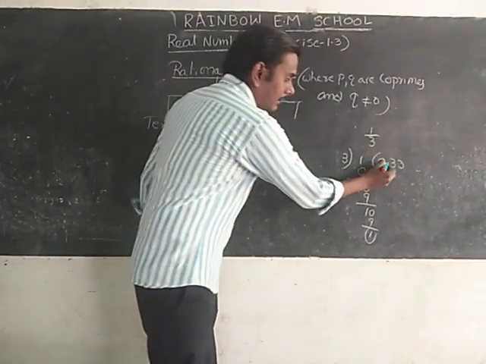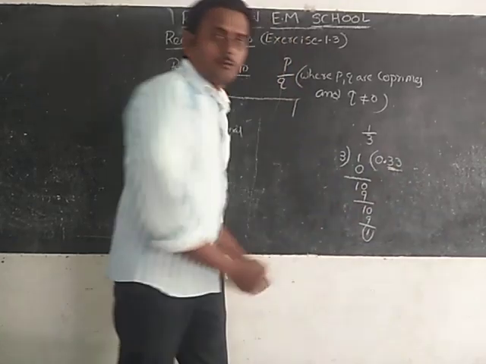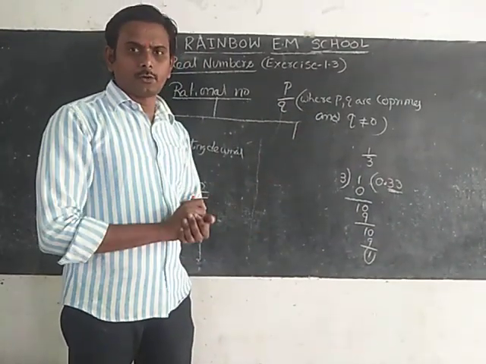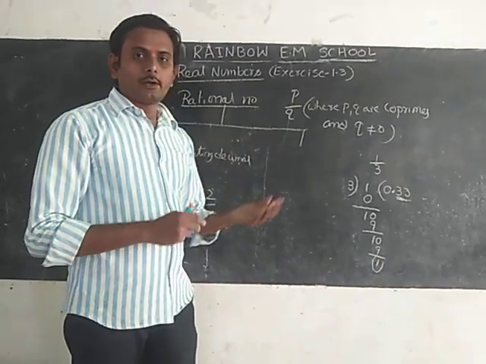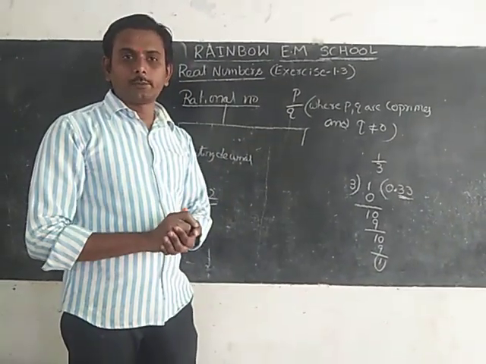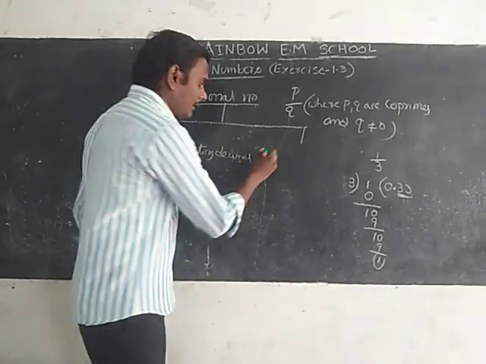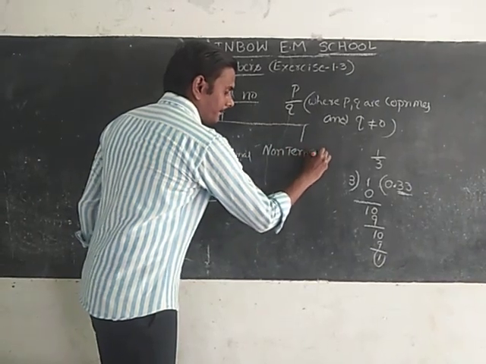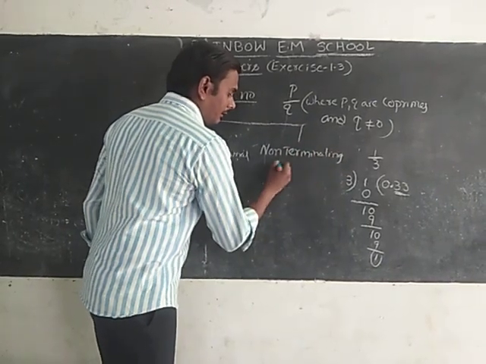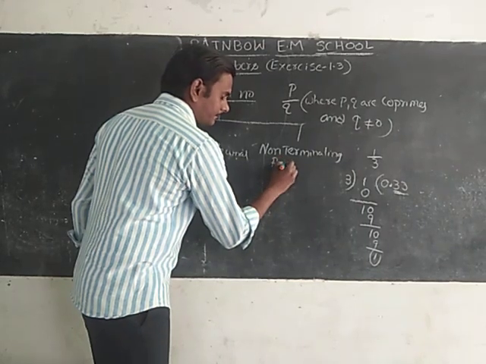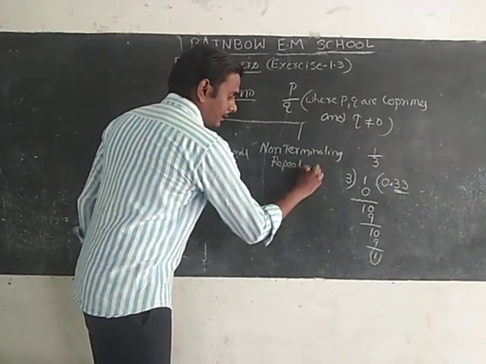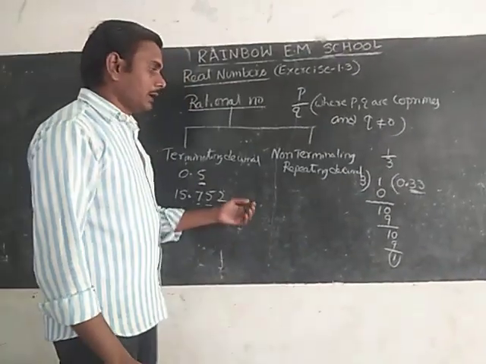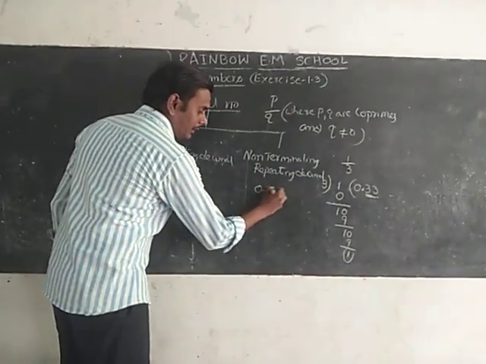That means here after the point we can't say how many digits are there. We can do this as long as further. Whenever the decimal part is not finite, that means not countable, then that is called a non-terminating repeating decimal. For example, we can write 0.333 and so on.